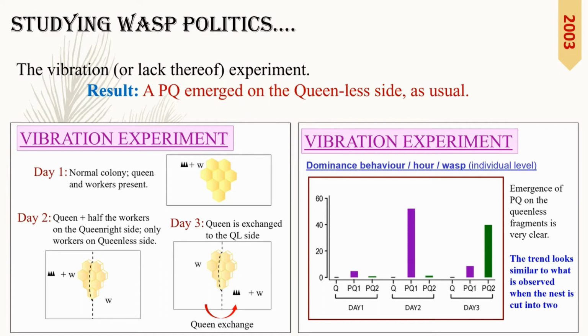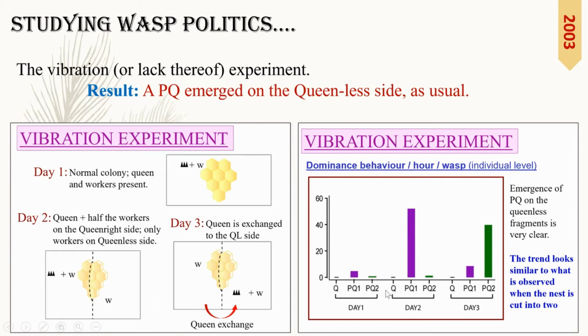You have a whole colony, you observe it for 6 hours on the first day. Next day, instead of cutting the nest, what you do is you make a hole in the mesh. And then you insert the nest through this hole so that half of the nest is on one side, the other half is on the other, and you do the experiment as usual. And the graph here basically shows aggressiveness of the PQ and the queen.